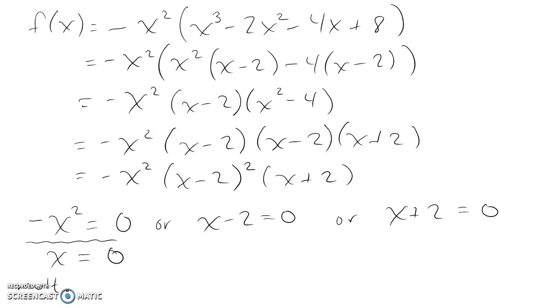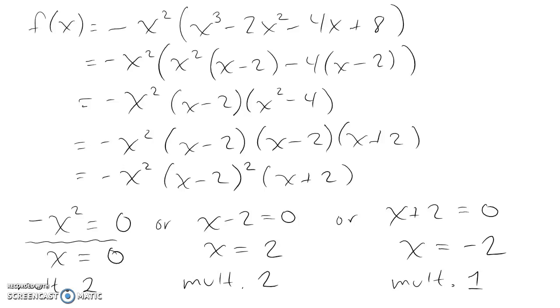So I'm going to abbreviate multiplicity as mult 2. Here, x minus 2 equals 0 when x equals 2, but remember that was also a factor twice, so it's also going to be a 0 with multiplicity 2. And last but not least, x could equal negative 2 as a 0, and we're only going to have multiplicity 1, meaning that it only shows up once. Okay, so let's remember what we've got. We've got a 0 at 0 with multiplicity 2, and a 0 at 2 with multiplicity 2.